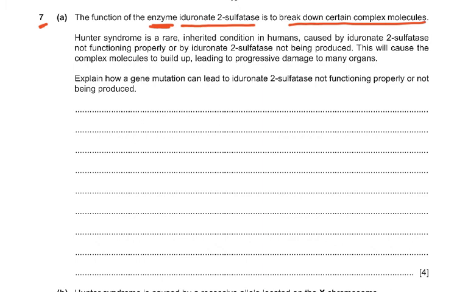Hunter syndrome is a rare inherited condition in humans caused by iduronate 2 sulfatase not functioning properly. So this enzyme is not functioning properly. So that means it's not being made properly. If it's not being made properly, there has to be a defect in the DNA. This will cause the complex molecules to build up, leading to progressive damage to many organs. So inherited condition, defect in the gene, that gene results in a defective enzyme being made, and because of that defective enzyme, complex molecules build up and organs are damaged.